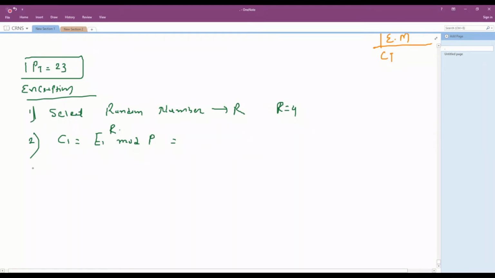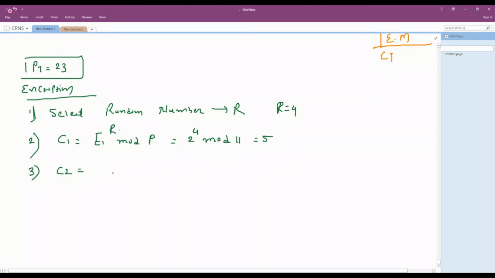What is E1? 2. What is R? We just assume it is 4. And what is P? Mod 11. 5 will be the answer, right? So C1 equal to 5. Yes.